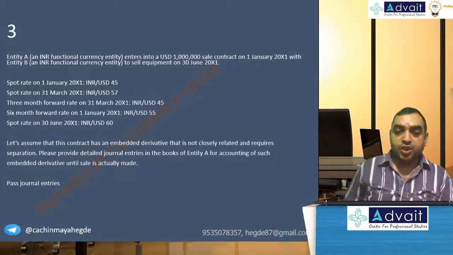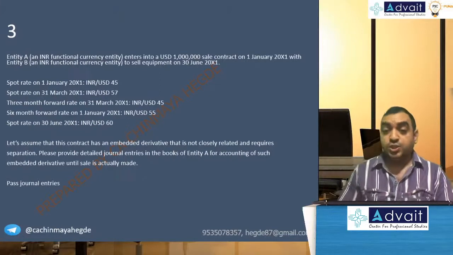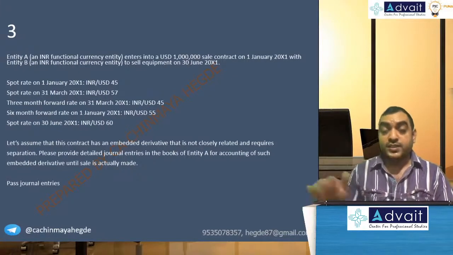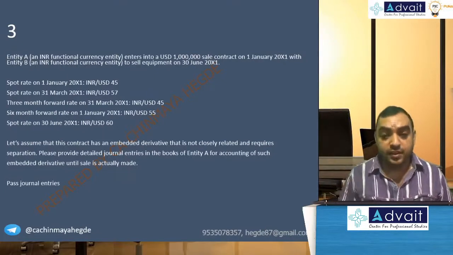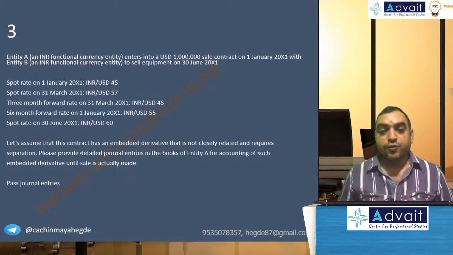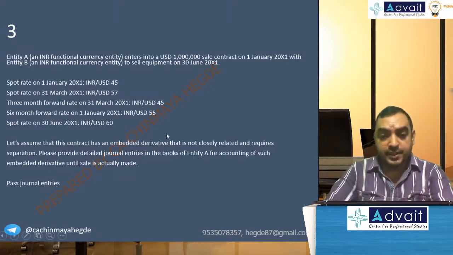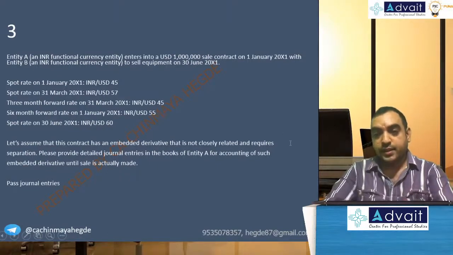Let's assume that this contract has an embedded derivative that is not closely related and requires separation. They have given it in the problem clearly. Please provide detailed journal entries in the books of the entity for accounting for such embedded derivative until the sale is actually made. Pass journal entries.